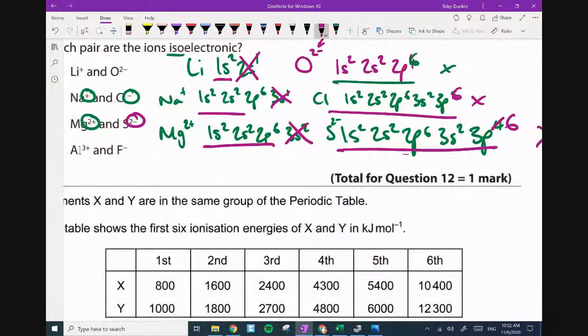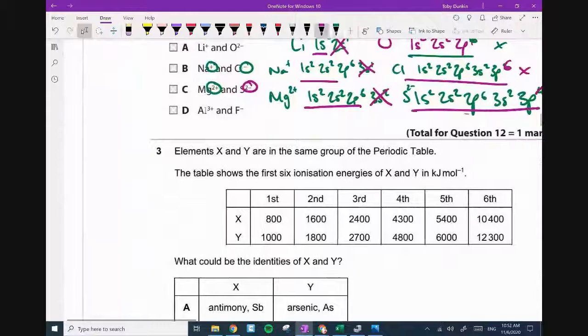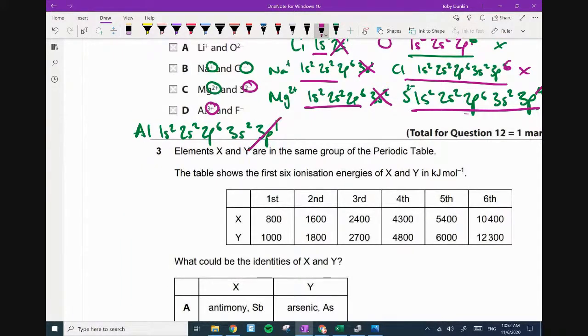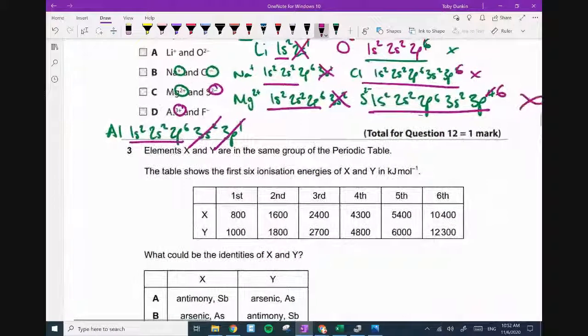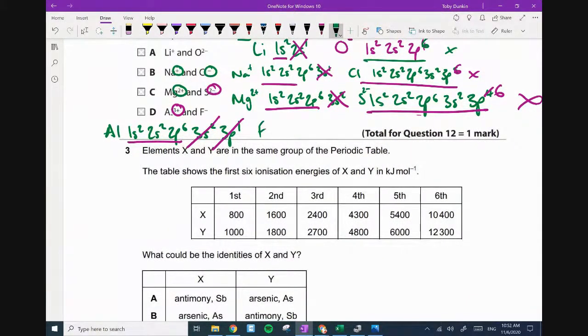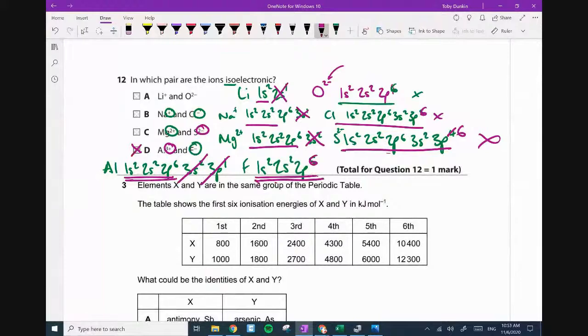Aluminium 3+, fluoride. I'm running out of space. I'll lay it underneath it. Aluminium, element number 13. 1s2, 2s2, 2p6, 3s2, 3p1. There's aluminium. But it's an ion. Lose it, lose it. Final answer. Fluoride. Fluoride is element number 9, I believe. 1s2, 2s2, 2p5. But it's an ion. Add an electron, and their configurations are isoelectronic. And I'm done. The answer was D.